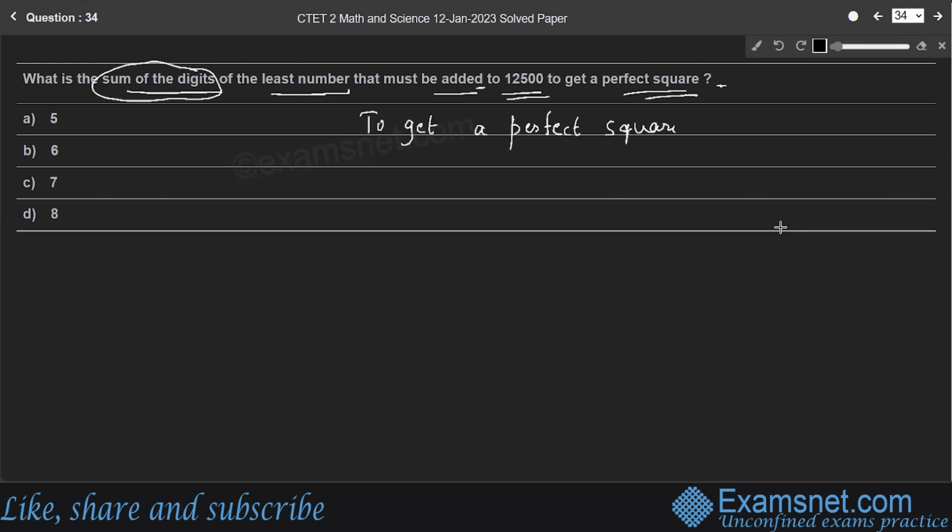So the perfect square number nearest to 12,500 is 12,544, right? Which is the square of 112. 112 into 112, you will get 12,544. Therefore, the least number to be added here is 44, because 12,500 plus 44 gives you 12,544. So this is the least number to be added to get a perfect square number.